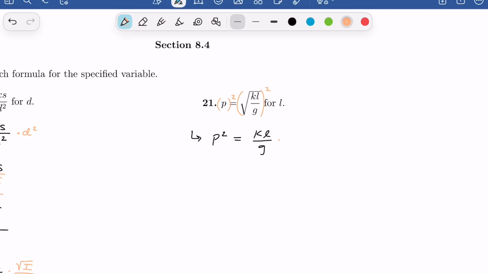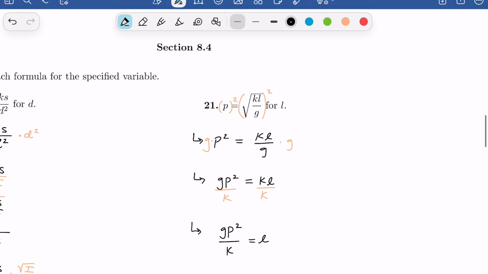The first thing that we're going to do is get rid of this fraction here by multiplying both sides of this equation by g. We're going to end up with g times p squared is equal to k times L. And then lastly, to fully isolate L here, we're going to divide both sides of our equation by that k. We're going to end up with L is equal to g times p squared divided by k.